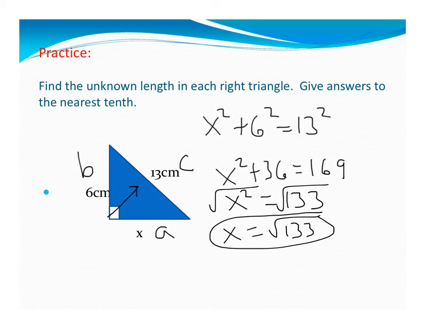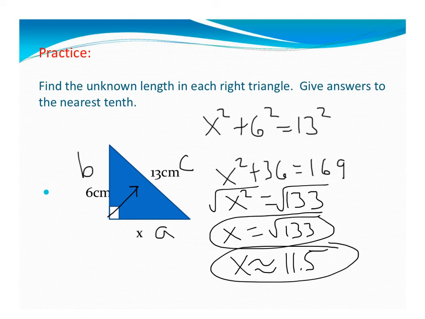And then our nearest tenth, let's plug that into our calculator, and we will have x equals approximately 11 point 5325, and so on and so forth. So it's 11.5 for the nearest tenth, because that 3 right after the 5 will not round the 5 up. And there you have it.